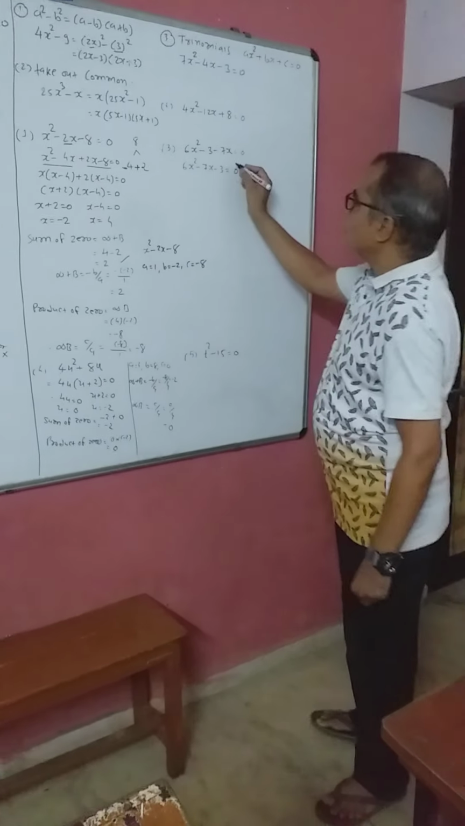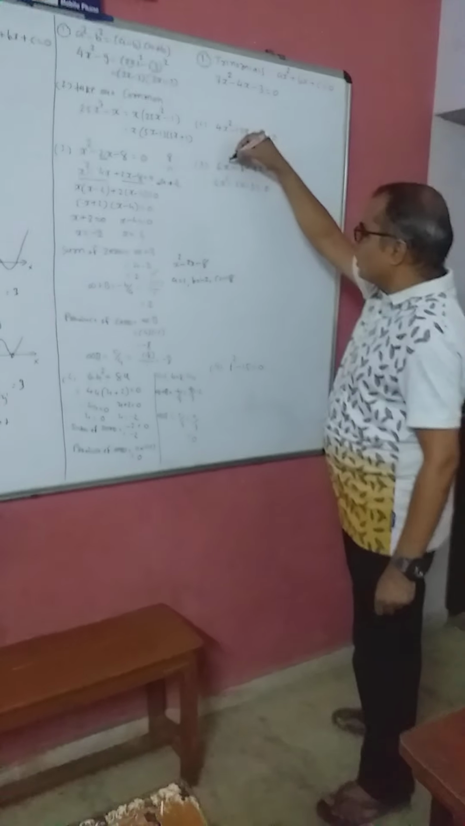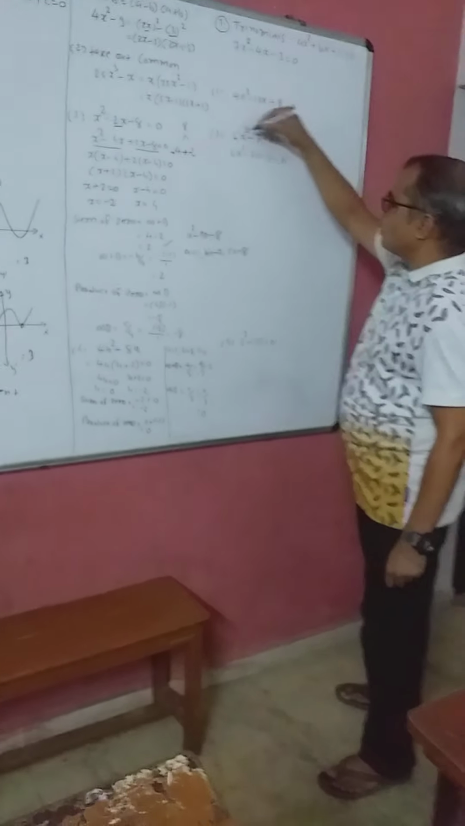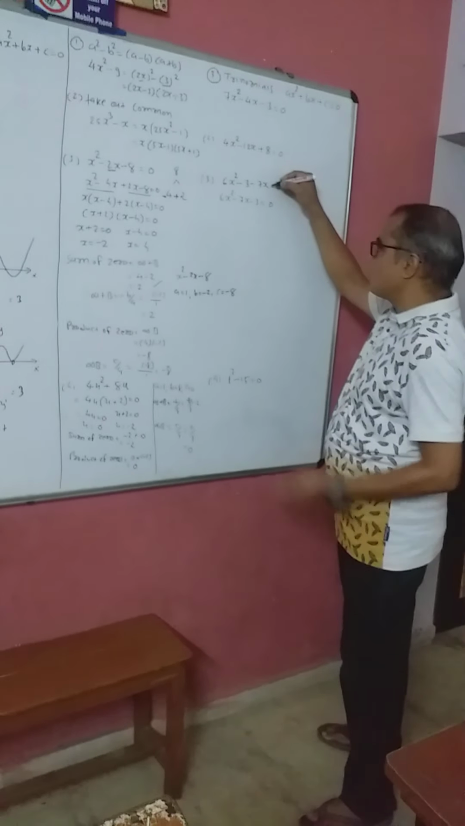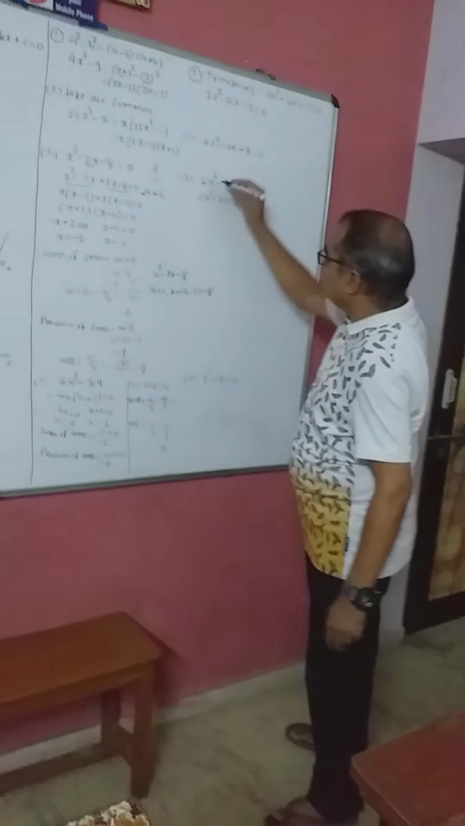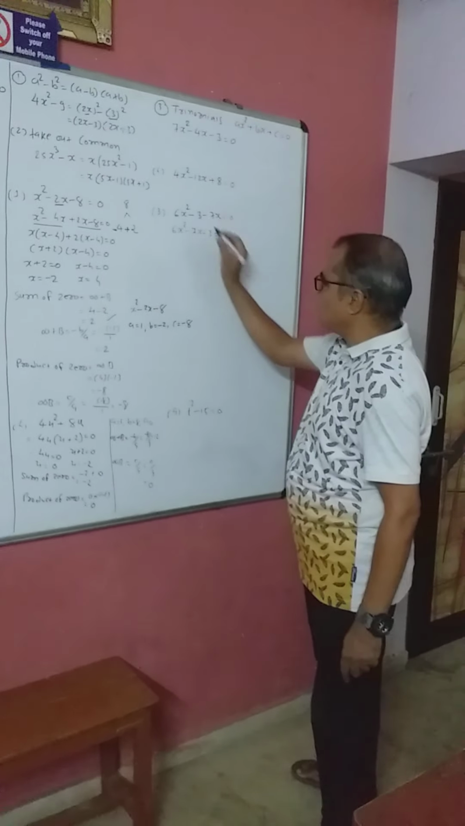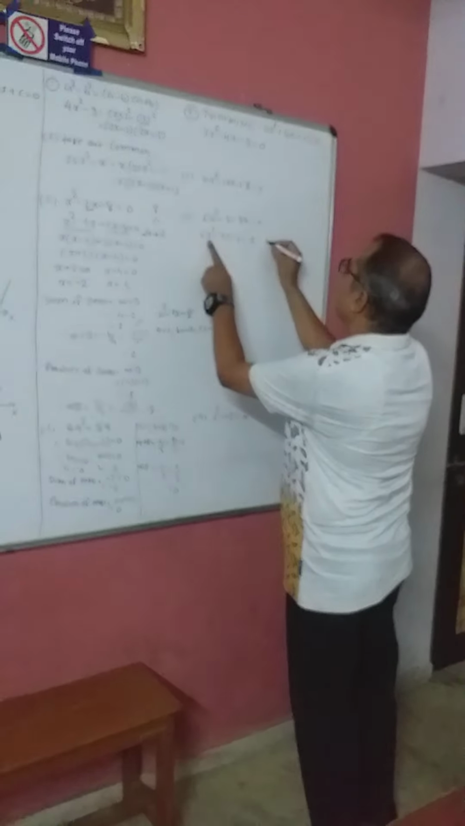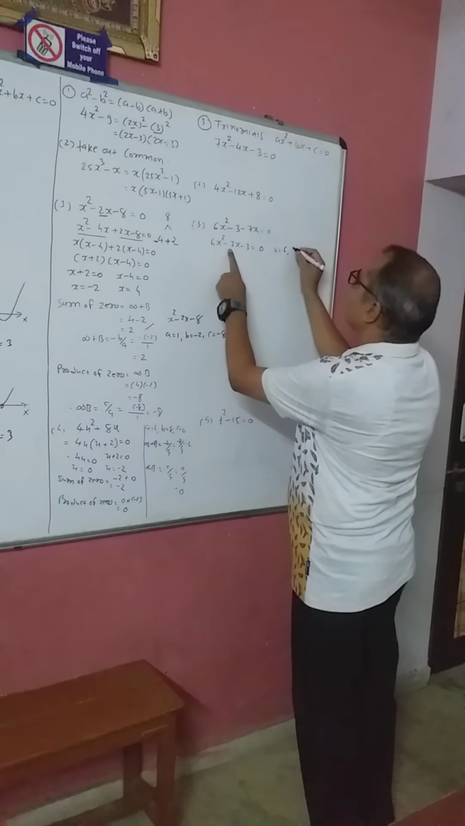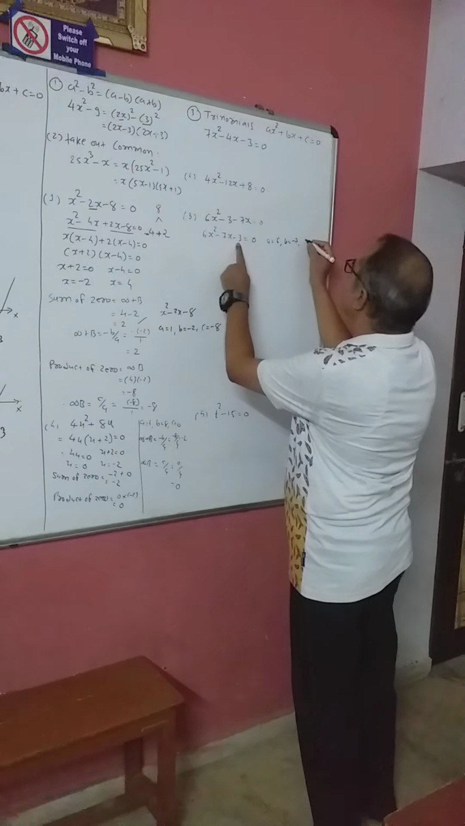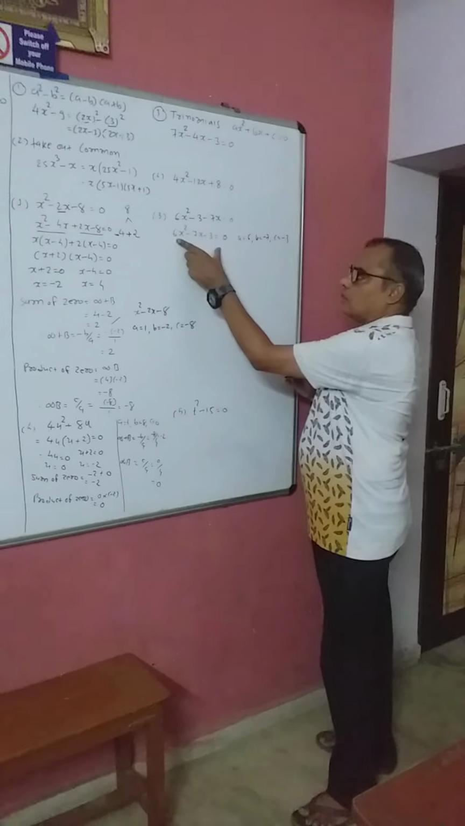Now I am going to teach you this one. This third sum is not in sequence. 6x square minus 7x is given, and the constant is on the back side, so you have to take it in the middle term. So 6x square minus 7x minus 3. Now a equal to 6, b equal to minus 7, c equal to minus 3, right?